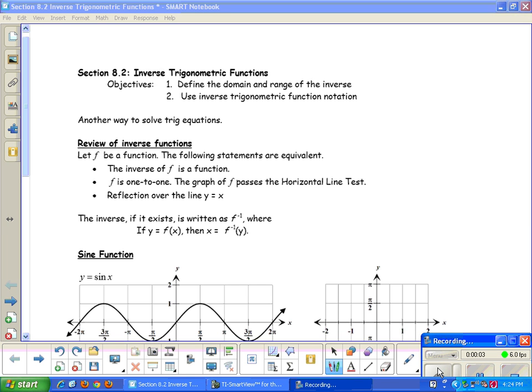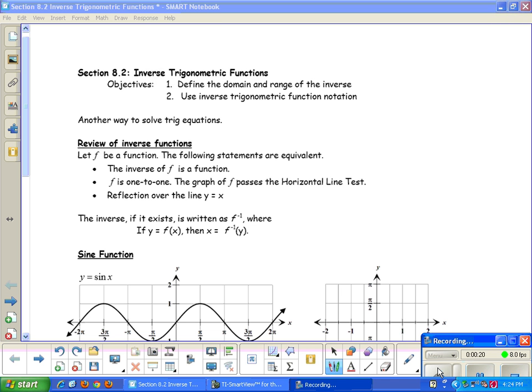Section 8.2, inverse trigonometric functions. Our objectives are to define the domain and range of the inverse and to use inverse trigonometric function notation. Inverse trig functions is just another way to solve trig equations. We learned in 8.1 how to solve trig equations graphically. Now we're going to solve them using inverse trig.